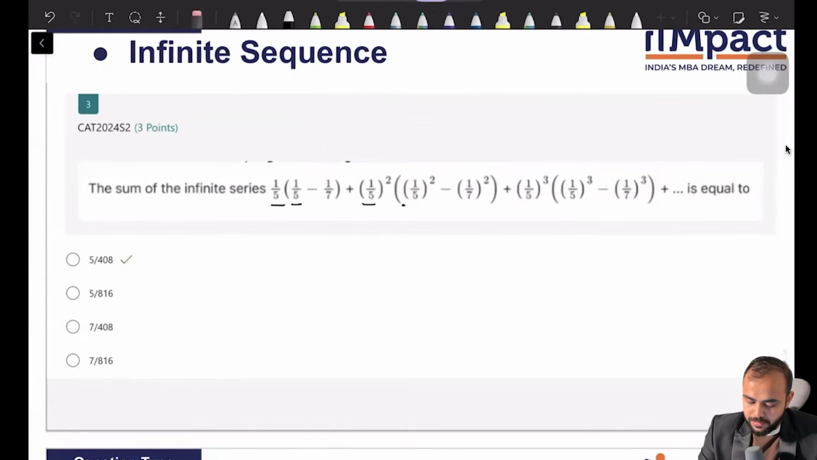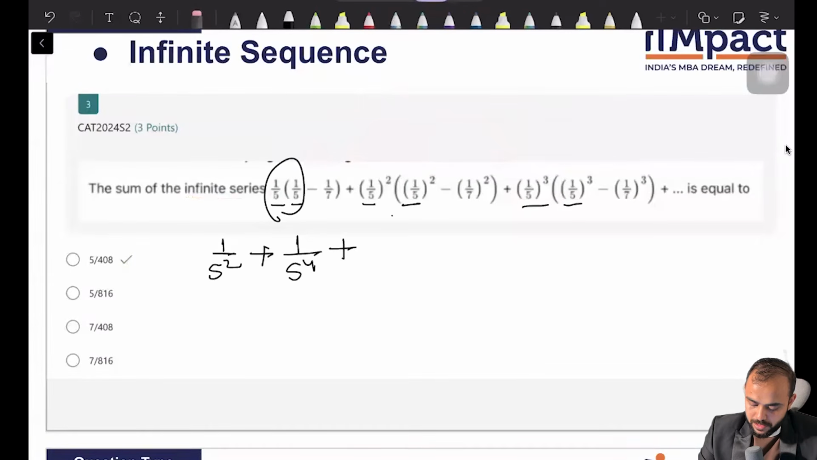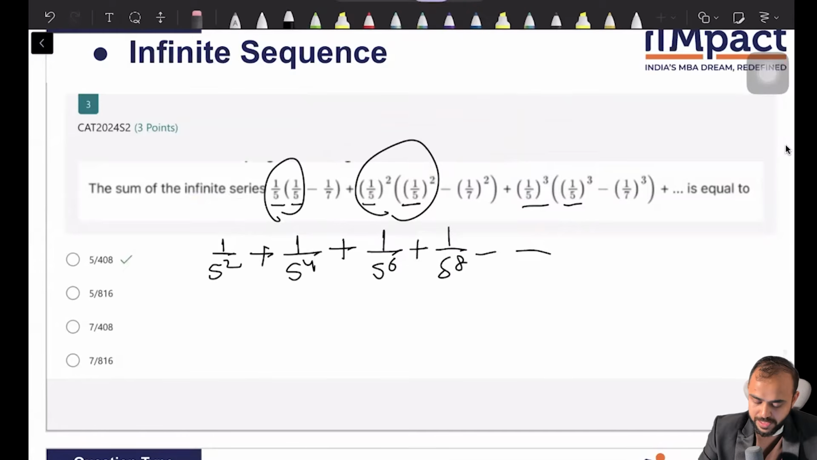Let me write all the five terms together. 1 by 5 square plus 1 by 5 to the power 4 plus 1 by 5 to the power 6 plus 1 by 5 to the power 8. Is this an infinite GP? Yes, it is.